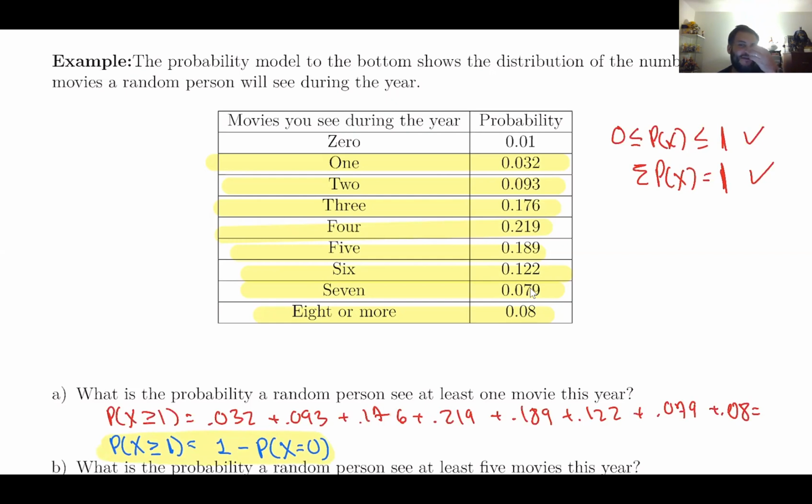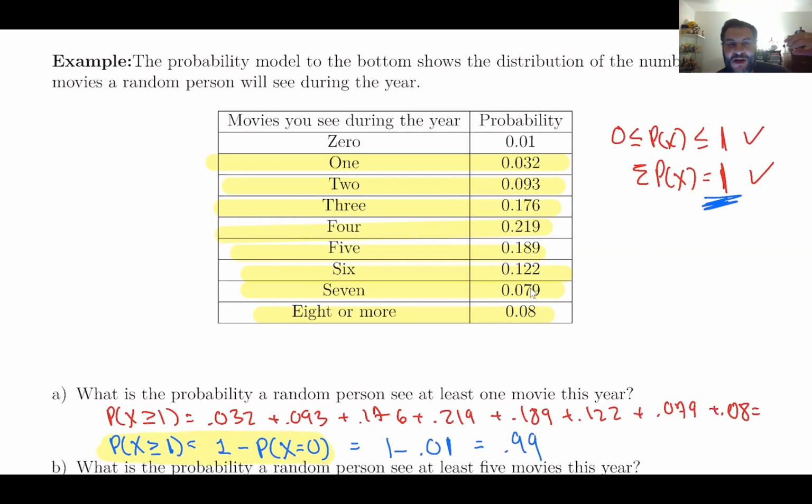So anytime you want to find the probability of x is at least 1, all you have to do is 1 minus the probability that x is equal to 0. So this will be 1 minus 0.01. And remember, the 1 is coming from this one over here. So you get 0.99. And that's it in regard to part A.